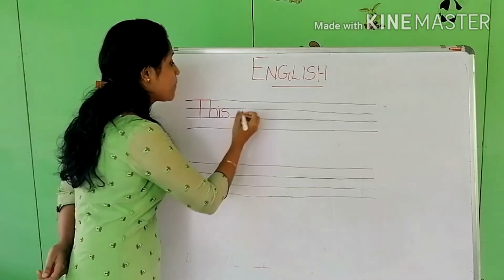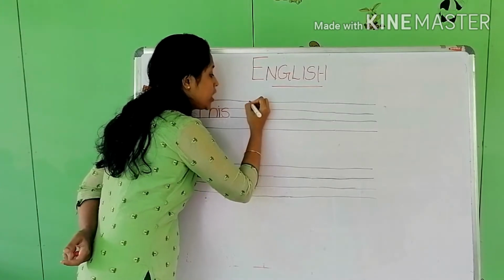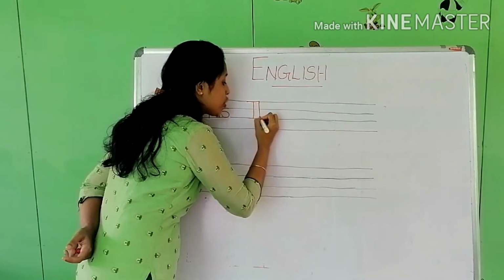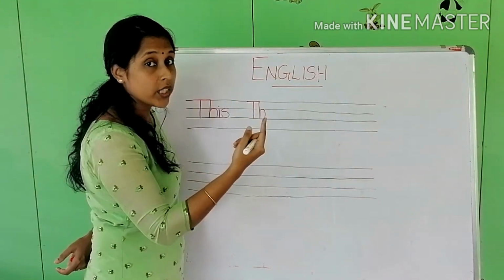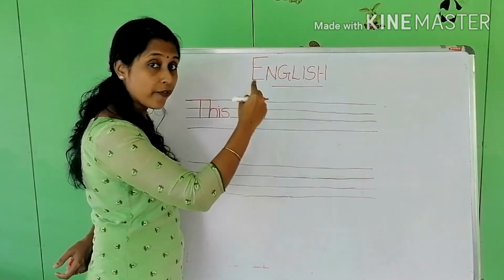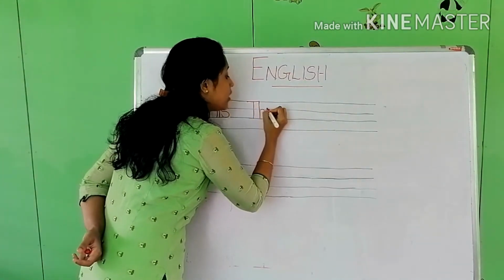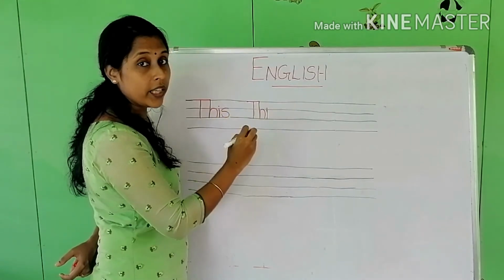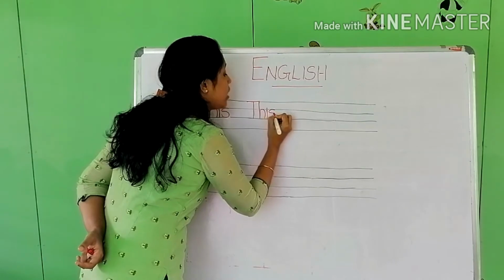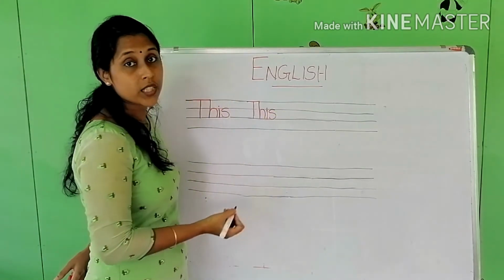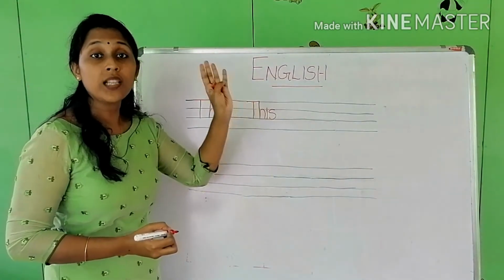Once again, the spelling of this is T, H. T and H make the sound th. Next you hear the sound i, so we write the alphabet I. Th, i, th, is. Then you write S for the sound s. Okay, so this is the spelling of the word this.